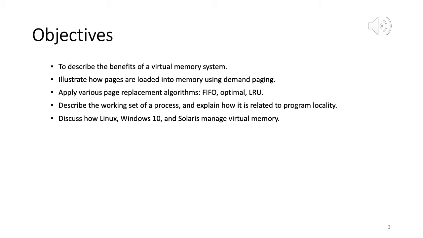Okay, so these are the different objectives. So essentially, you can see we're talking about virtual memory, and then within that, we're talking about demand paging. A side effect of demand paging is we have to do page replacement, right? And then we talk about some other aspects like thrashing, working set, program locality, and finally how various operating systems perform virtual memory. Okay, so these are the objectives of this particular chapter.